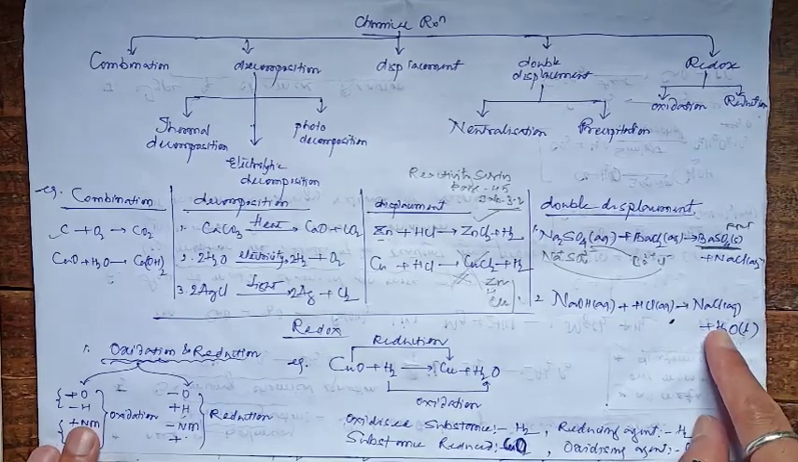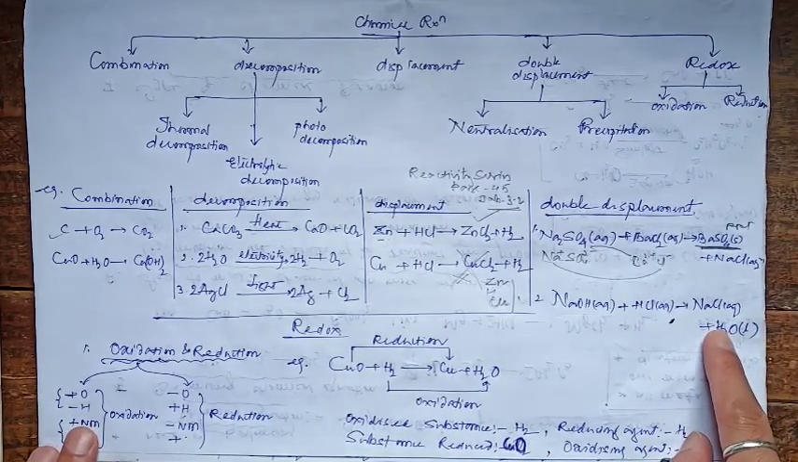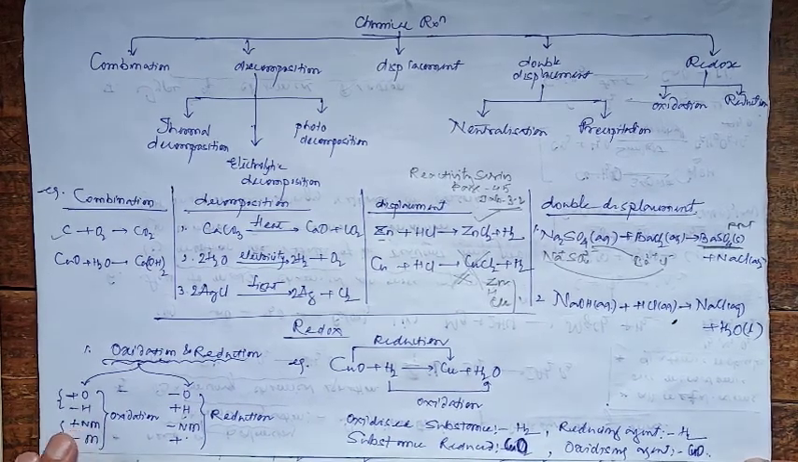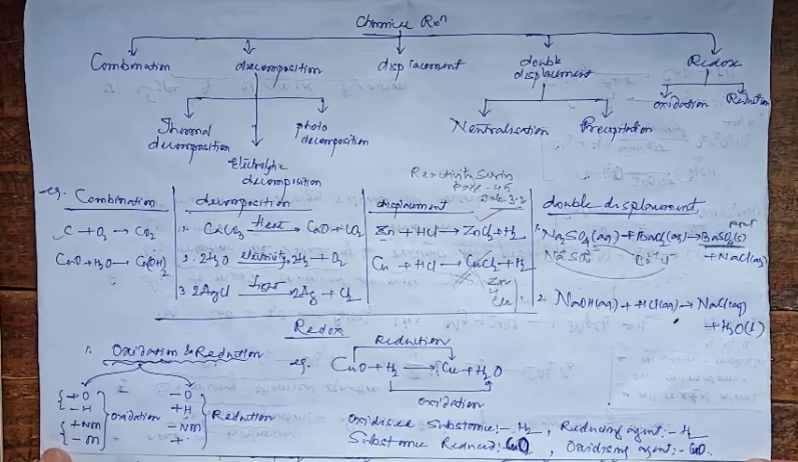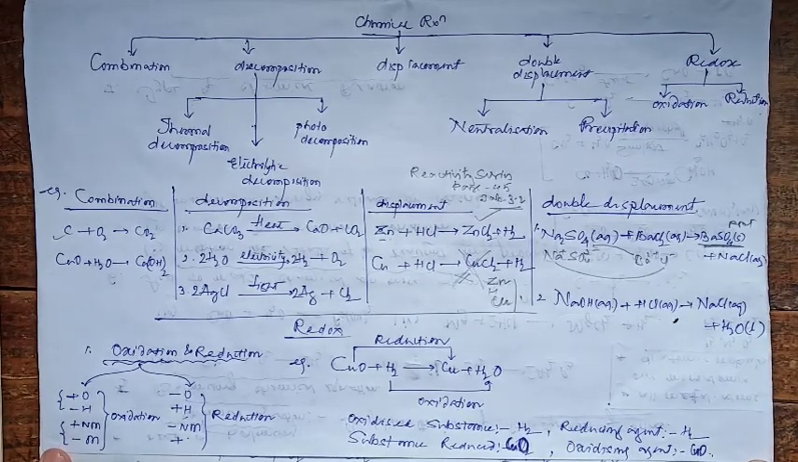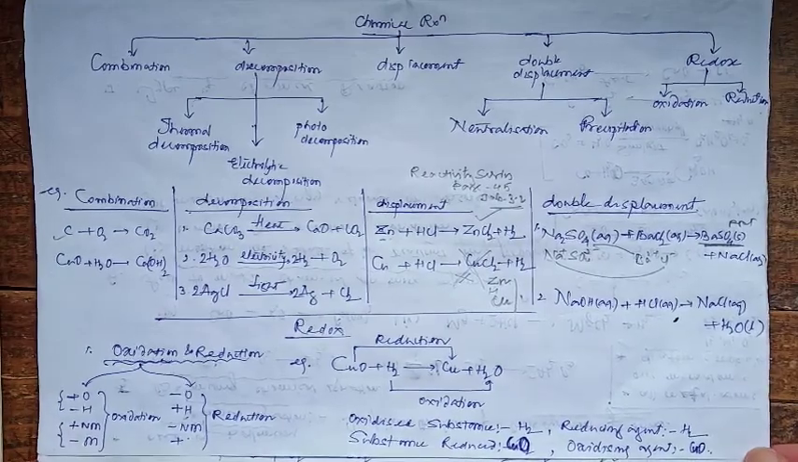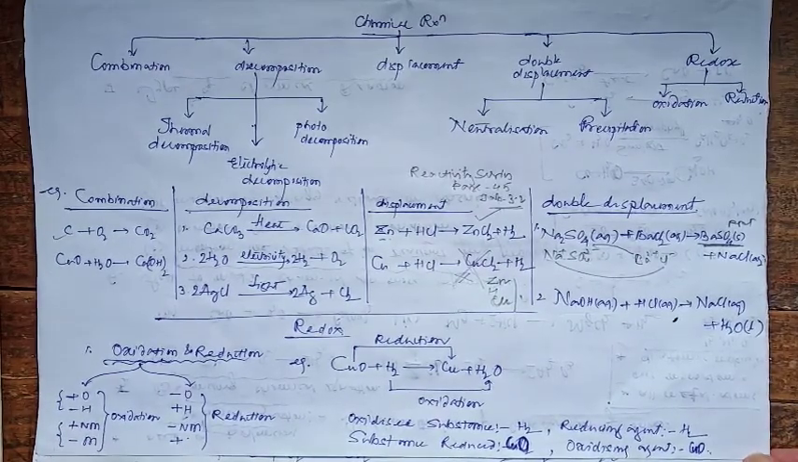So remember, in double displacement reactions there is an exchange of ions, and the product formed may or may not be a precipitate. If the product formed is a precipitate, we say such a reaction is a precipitation reaction. If the product formed is not a precipitate, then we say such a reaction is a neutralization reaction. So that's all about double displacement reactions. Now we have the final reaction.